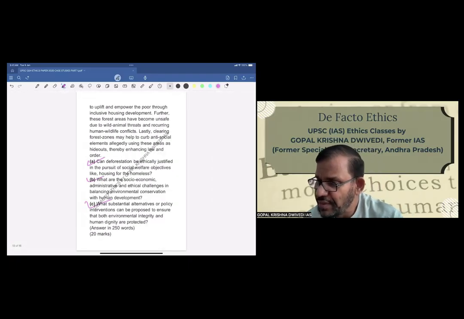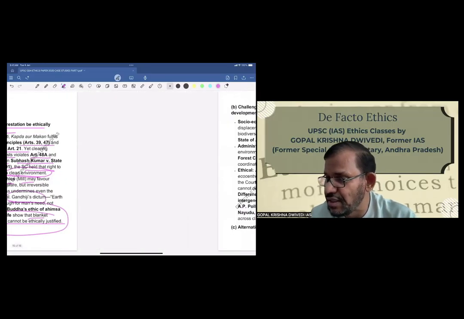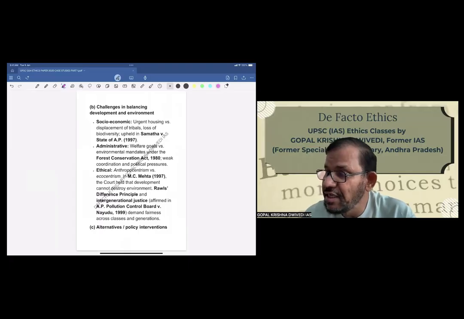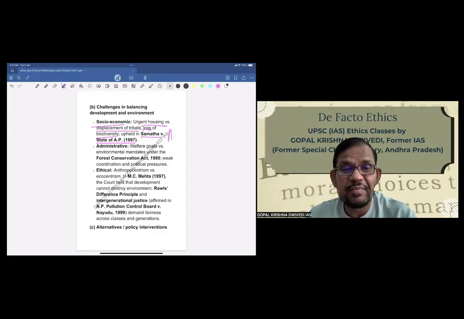Now what is part B? What are the socio-economic, administrative, and ethical challenges in balancing environmental conservation and human development? Now let us see that. Challenges in balancing development and environment. First is socio-economic: urgent housing versus displacement of tribals, loss of biodiversity. So this was upheld in Samatha versus State of AP. This is again a very important Supreme Court case pertaining to environment.